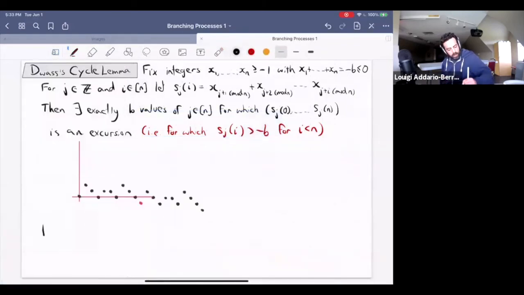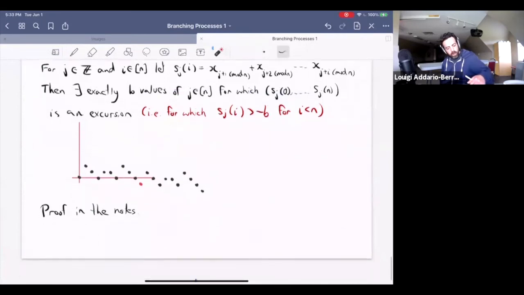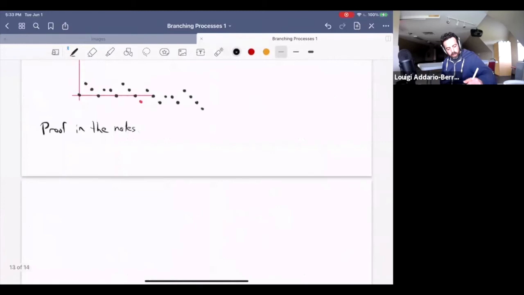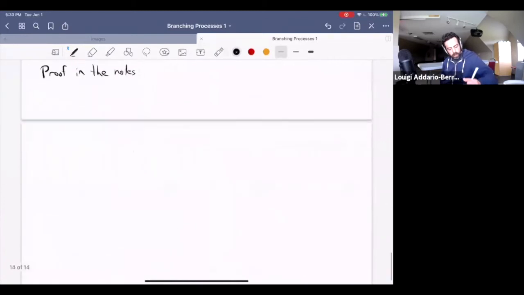Okay, so the cycle lemma in this form has its proof in the notes, and it's a beautiful proof if you haven't seen it before, so I strongly encourage you to read it. But I'm going to give you the proof of a slightly less general statement, in the setting of IID random variables as well, so not just arbitrary integer values. Okay, so this is a corollary of the cycle lemma, and I'll prove the corollary without recourse to the cycle lemma.